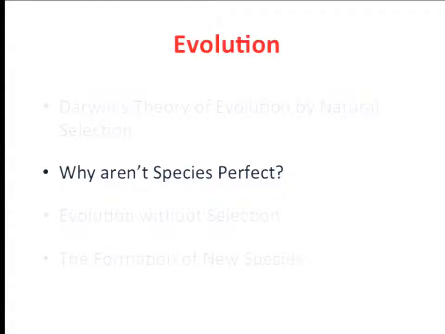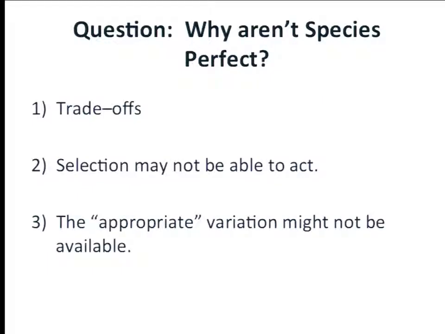Okay, so now let's get to this really important issue, which is, if natural selection is operating, why aren't species perfect? There are several reasons for this, and I want to spend some time on that now. The first one is trade-offs. The next one is that selection may not be able to act. The third one is that the appropriate variation might not be available.